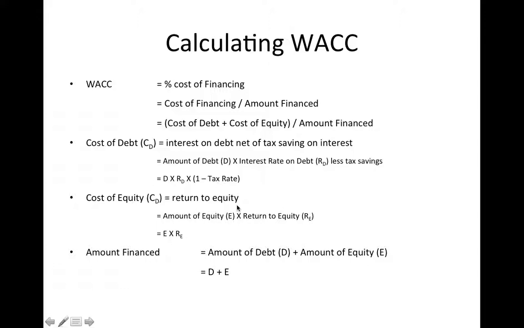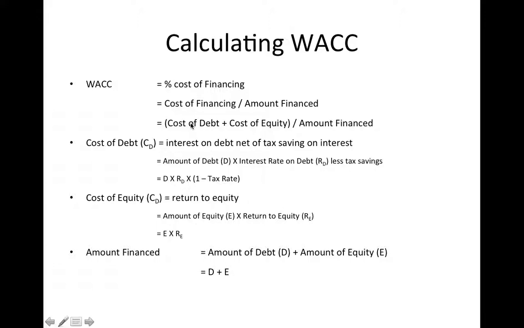The return to equity, which becomes our cost of equity, is again the amount of equity, which we'll just call E, times the return on equity, which we'll call R little e. And so it's just equity times R little e. All right, so that's pretty easy. The amount financed is just the amount of the debt, which is D, the same D we used above, plus the amount of the equity, which is E, the same amount that we used above. So it's just D plus E.